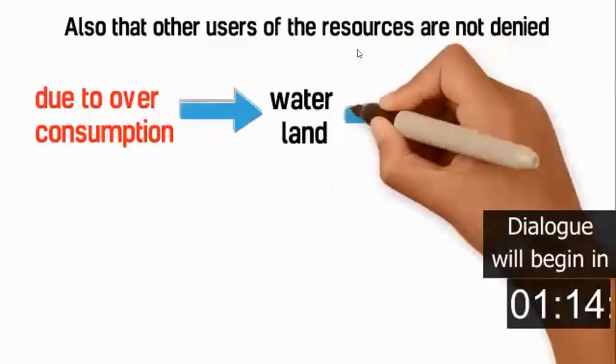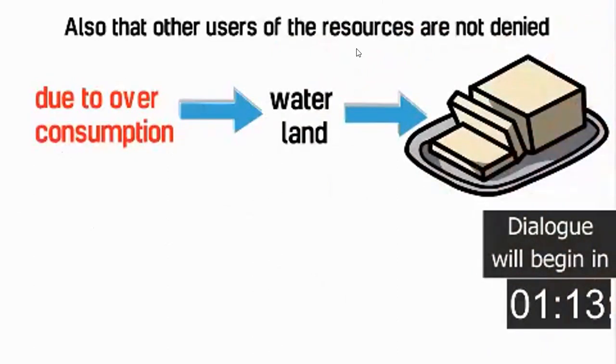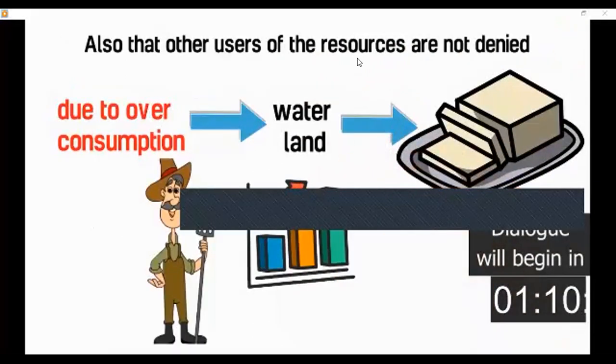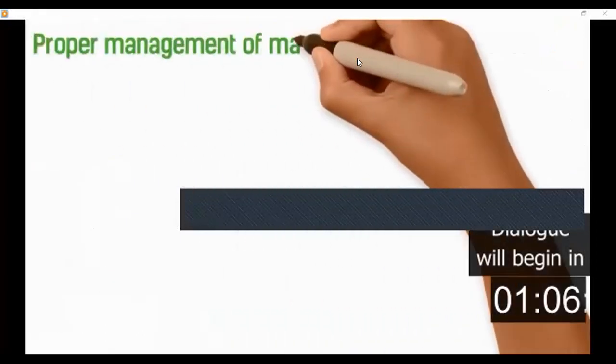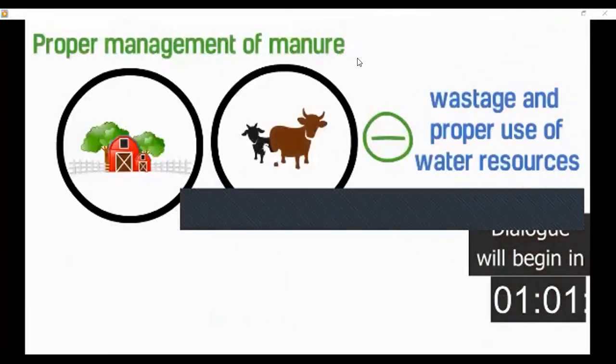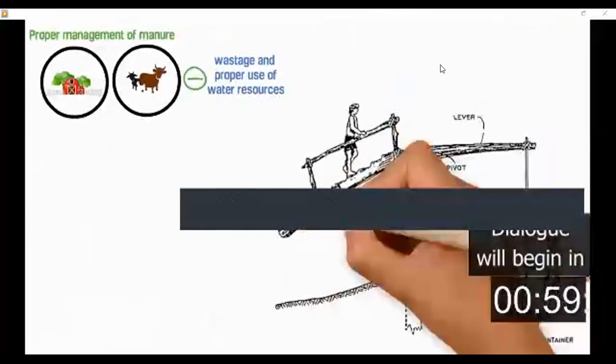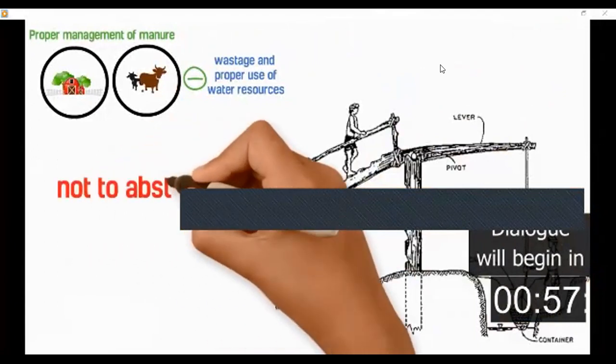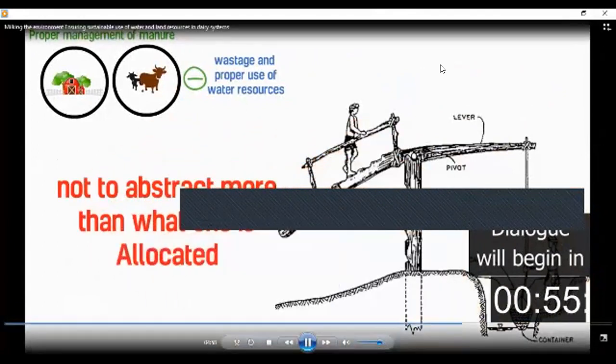For farmers, this would mean the improvement of their production practices to include, for instance, intercropping, proper management of manure from farms, good animal husbandry to minimize wastage, and proper use of water resources if they are channeled to the farms for irrigation, so as not to abstract more than what one is allocated.